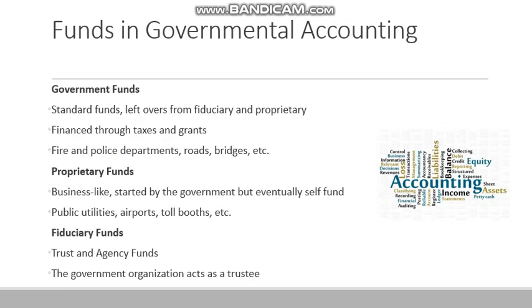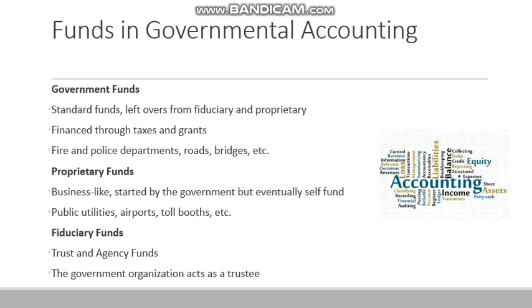The second branch is proprietary funds. Proprietary funds are also business-like funds. That would be a good way to think of them. While they are set up by the government and funded by the government to start with, they are usually able to sustain themselves. So with that, examples that we see are public utilities, airports, toll booths, things that make money on their own and don't need to keep being funded by the government, but instead they're funded by their individual uses.